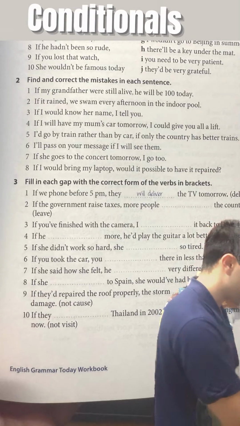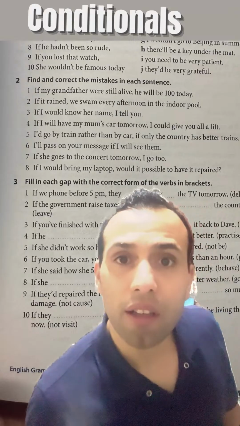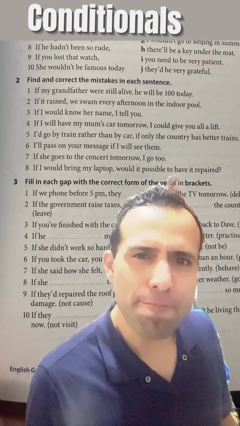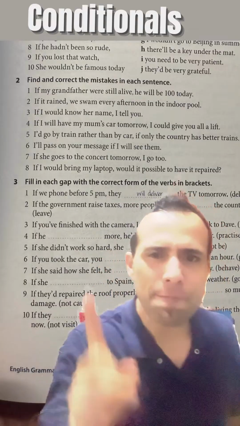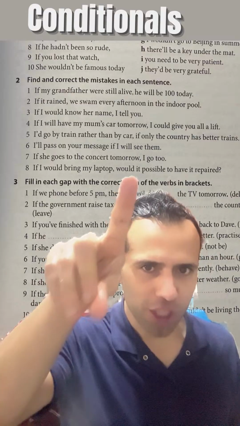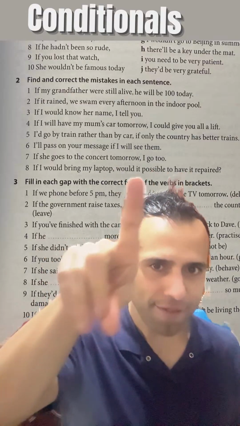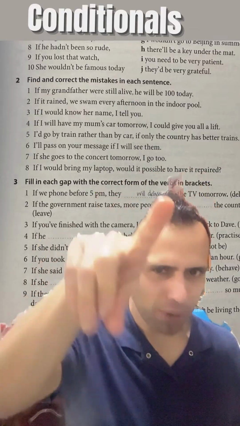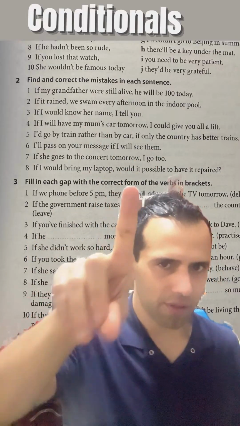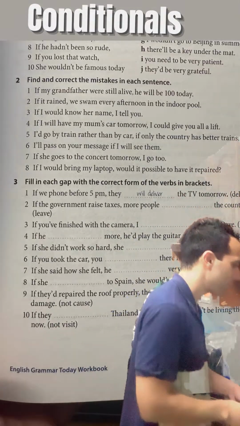Specifically in the sentence, this person says, would it possible to have it repaired? Would it be possible? That's the problem with that one. There's a missing verb. You need a verb because otherwise it would be, would it possible to have it repaired? That's wrong. Would it be possible to have it repaired?